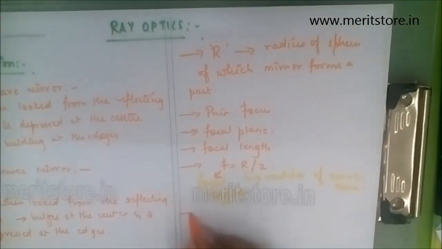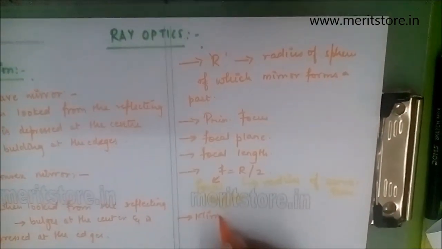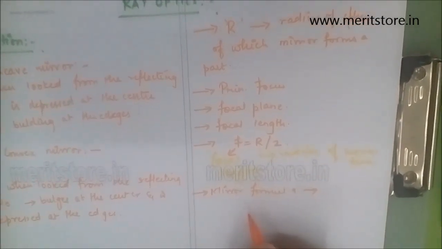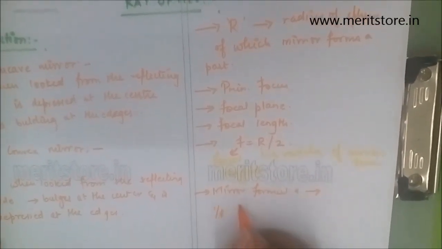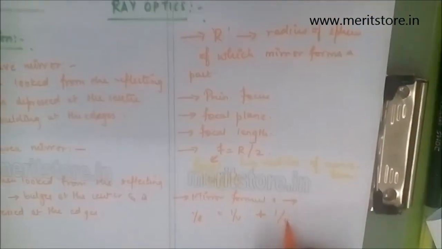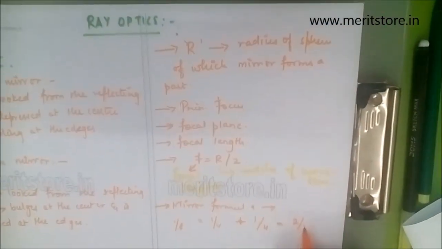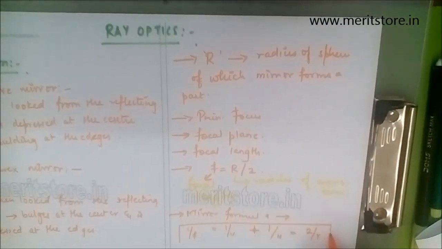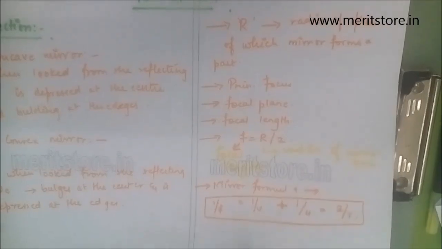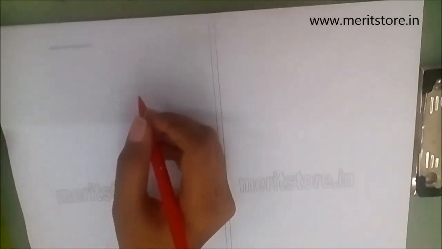Mirror formula. It is given as 1 by F is equal to 1 by V plus 1 by U is equal to 2 by R. The relative positions, size and nature of image as the object is brought from infinity to the pole of a concave mirror.